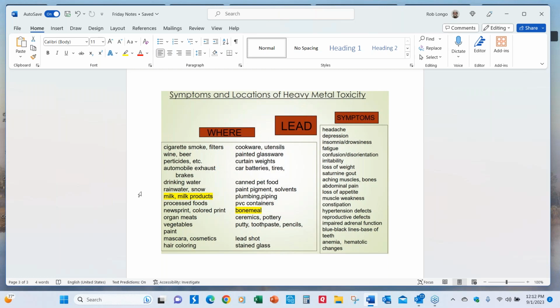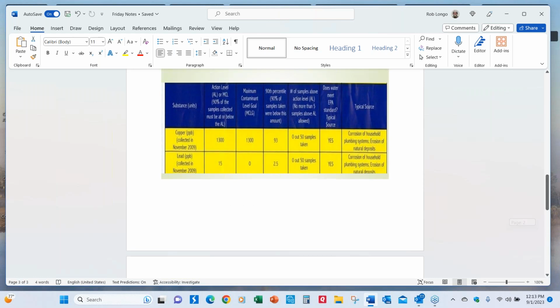And Rob, on the slide above, there's a category that says, does water meet EPA standard? And on both of those, copper and lead, it says yes, which is also a scary thought. I know, right? This is an older slide, but the EPA standard does not mean it should go in your body. They're just saying here's the standards we're meeting, but obviously, as you're pointing out, there are still some problems.